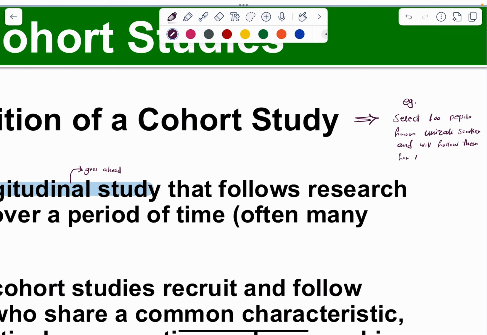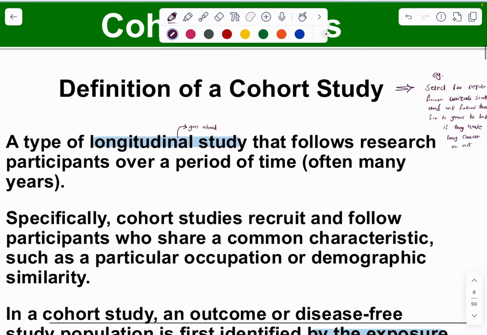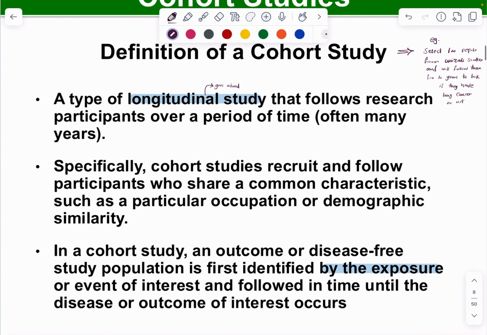We follow them over a period of time, and then they develop certain diseases. Most of the time those diseases take time. Like lung cancer will not occur the second day. It will take time, maybe 20 years, 30 years. So we have to follow them over a period of time, which is most of the time very long. And it's not like we will just go to the people and register them, and then after they develop disease we will visit them again. No, we will visit them at intervals in between also.